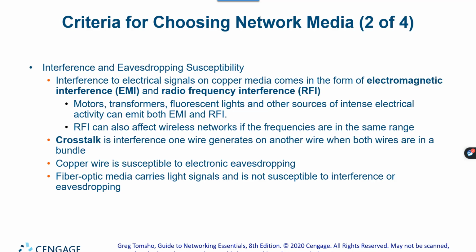Remember also that copper wire is susceptible to electronic eavesdropping. So I can put up an antenna next to your Ethernet cable and eavesdrop on the signals that are inside because of the magnetic fields that are created.